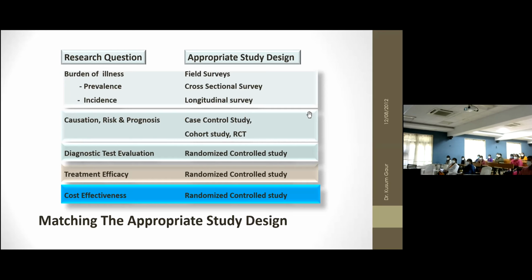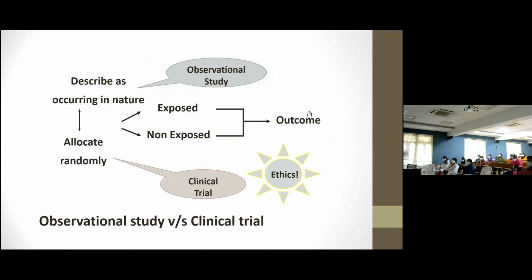Treatment efficacy, randomized control study. Cost effectiveness studies, randomized control studies. Depending on the question, the study design can be taken. So described as occurring in nature, observational study, or if you allocate the exposure, exposed and unexposed, and go for the outcome, then the ethics has to permit that, and allocation to randomized trial, observational versus clinical trial.